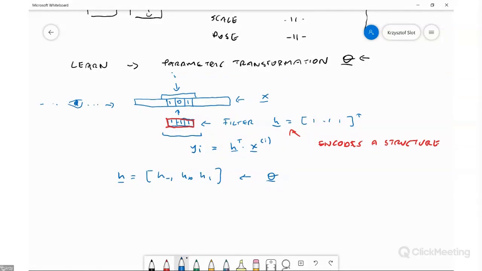So the idea for searching for this transformation of raw data into representation is rooted in properties of a dot product. A dot product is a way for extracting some particular distributions or structures from input data.